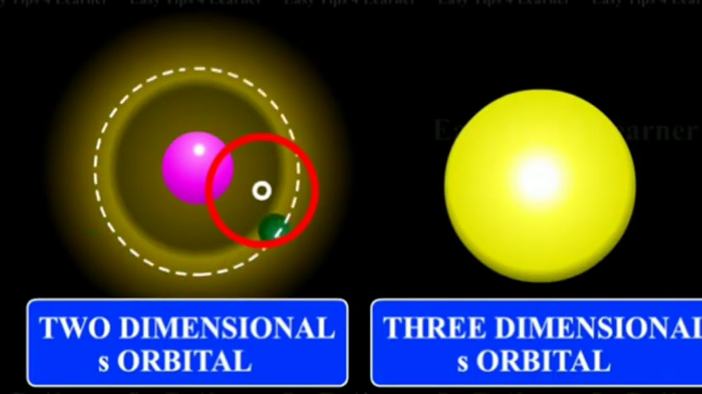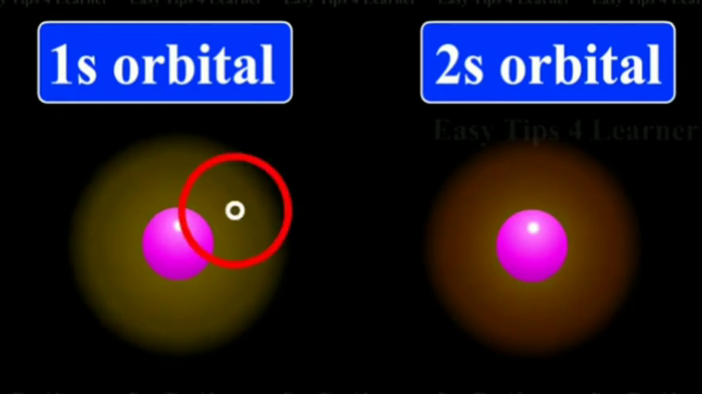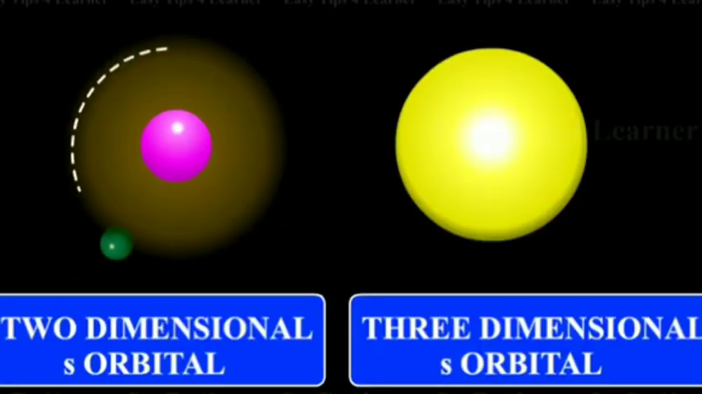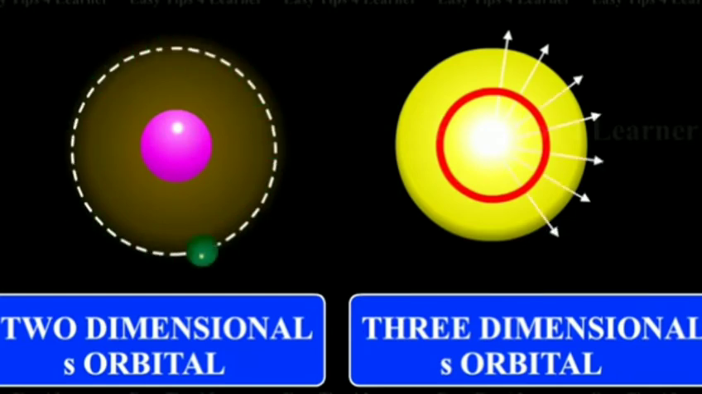The boundary surface diagram for the s orbital is actually a sphere centered on the nucleus. In 2 dimensions, this sphere looks like a circle. It encloses a region in which the probability of finding the electron is about 90%. Thus we see that 1s and 2s orbitals are spherical in shape. In reality, all the s orbitals are spherically symmetric. That is, the probability of finding the electron at a given distance is equal in all the directions.